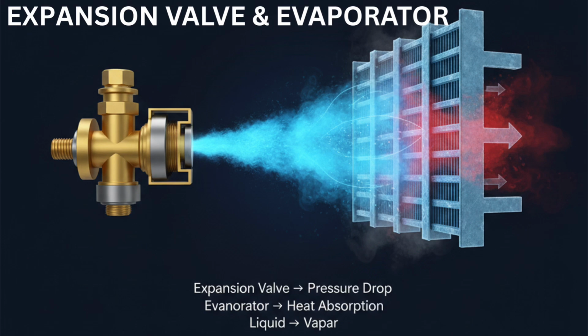Expansion valve and evaporator. Here we see the thermostatic expansion valve. When high pressure liquid passes through this small opening, its pressure drops suddenly. Due to this pressure drop, temperature also drops rapidly. The refrigerant now becomes a cold, low pressure mixture. This cold refrigerant enters the evaporator coil.